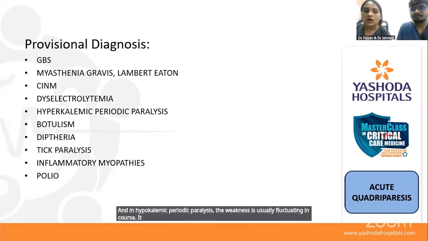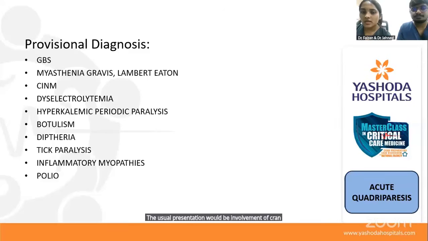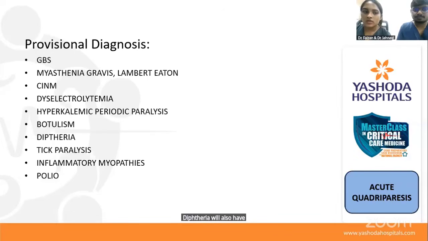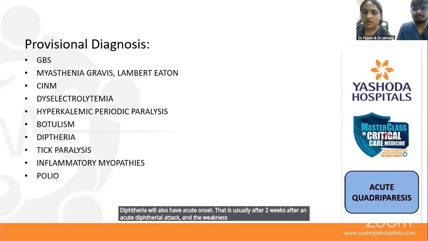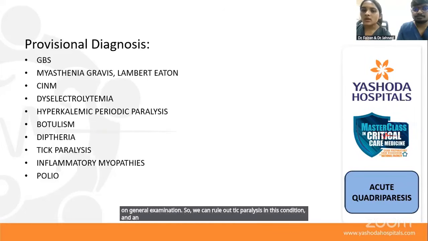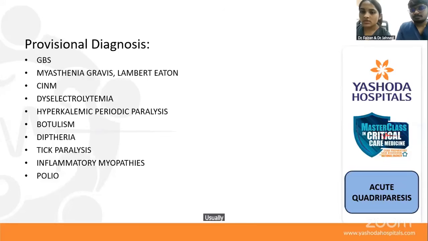It's never constant. In botulism, the usual presentation would be involvement of cranial nerves, and patients will have a history of severe abdominal pain and diarrhea. Diphtheria will also have acute onset, usually 2 weeks after an acute diphtheritic attack, and the weakness in diphtheria is usually descending. In tick paralysis, as we could not find any bites on general examination, we can rule out tick paralysis in this condition. And inflammatory myositis usually has a long course.